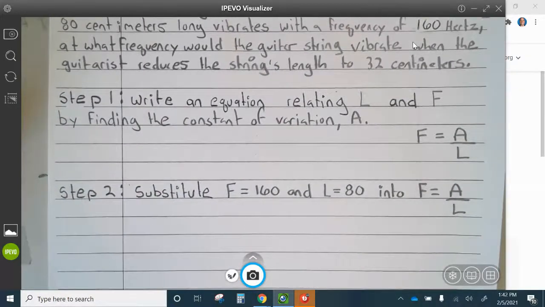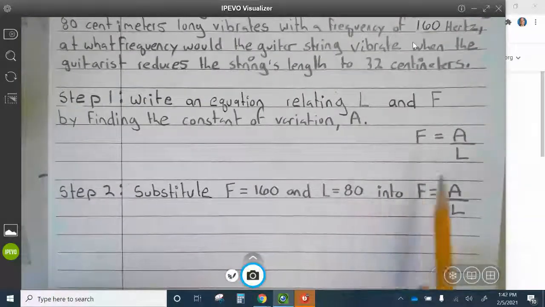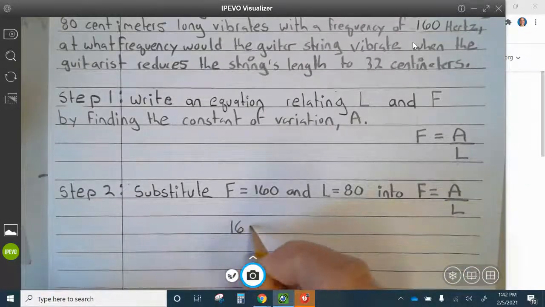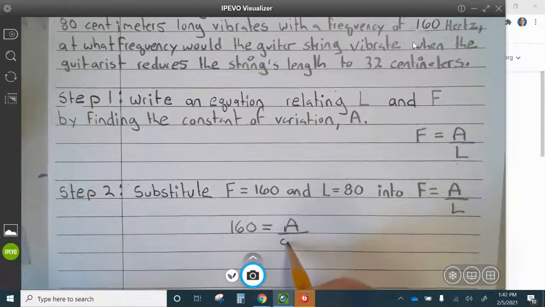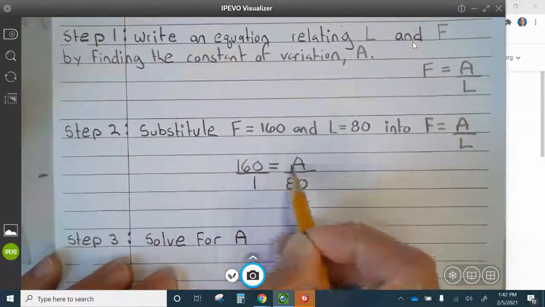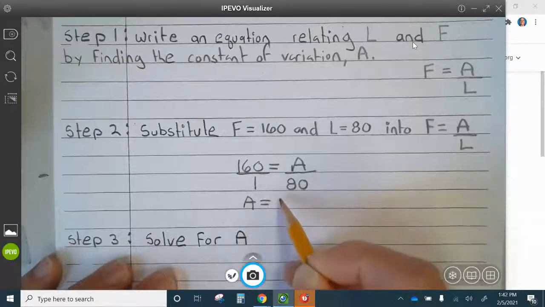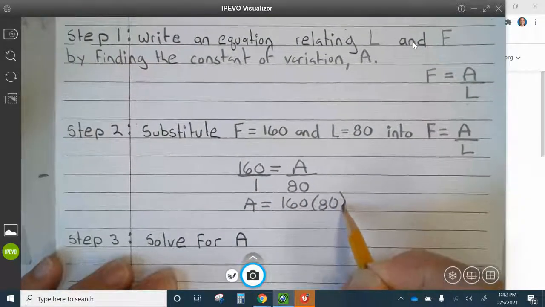Okay, step 1, write an equation relating L and F by finding the constant variation A. Okay, so F equals A divided by L. So now we're going to substitute 160 for F and 80 for L into this equation. So that's 160 equals A divided by 80. Now we're going to solve for A. So we cross multiply. So 1 times A is A equals 160 times 80.